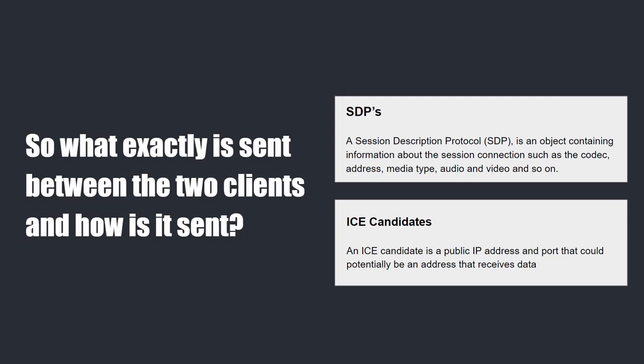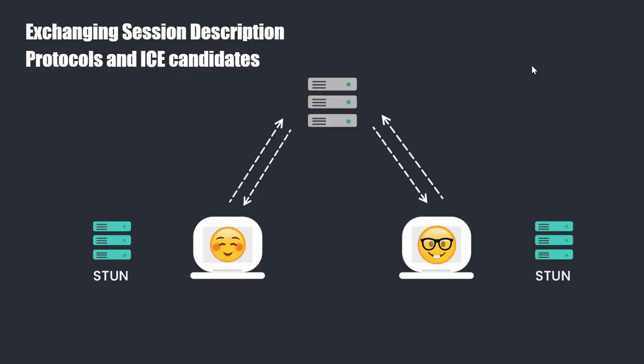Now, along with exchanging session description protocols between the two peers, both peers will also exchange a series of ICE candidates, and an ICE candidate is simply a public IP address and port that could be potentially used as an address to receive data. So each peer will typically have multiple ICE candidates that are gathered by making a series of requests to a STUN server, and they are exchanged between the two peers. So we'll actually get into this exchange process and we'll go more into detail about what's happening. So exchanging session description protocols and ICE candidates.